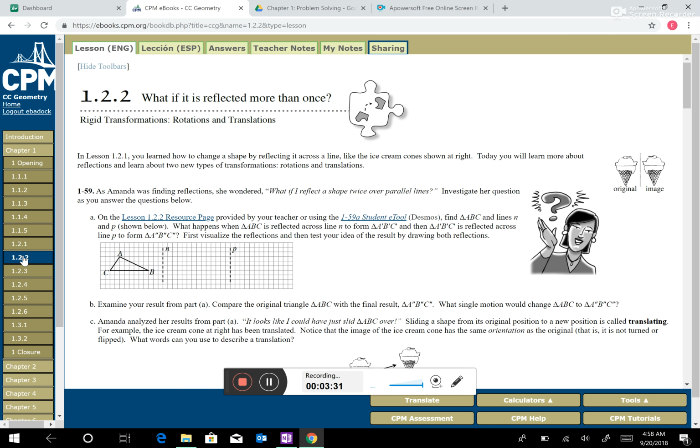Then 1.2.2 talked about rotations and translations. Remember, rotations are the hardest ones. But a translation comes from when you reflect an object over two parallel lines. That was that first problem you did. You reflected this image over that line N, and then you reflected it again over P, and it became the same image again. So translation does not change your image at all. All you're doing is sliding it. When you think about the word translation, you just want to think about sliding your figure.